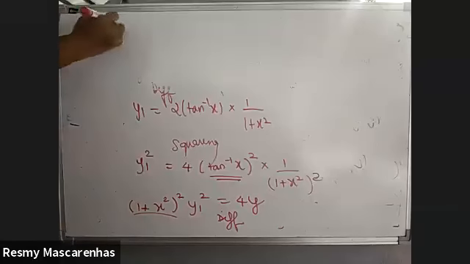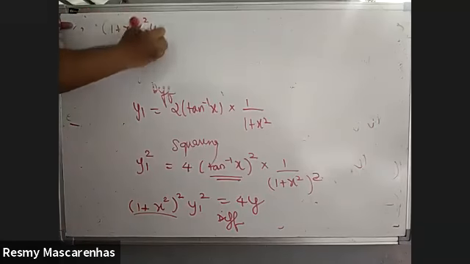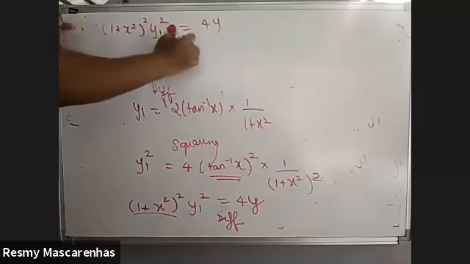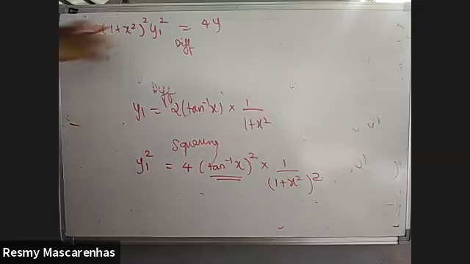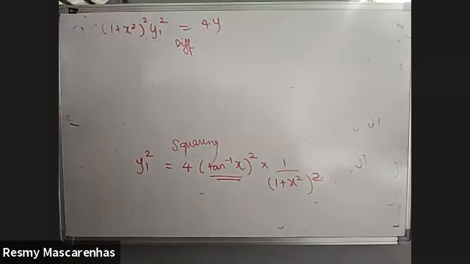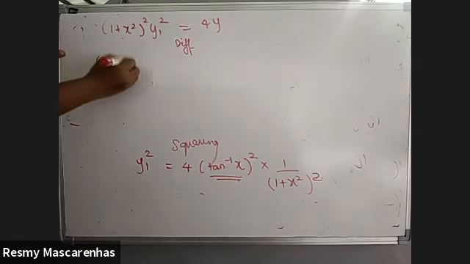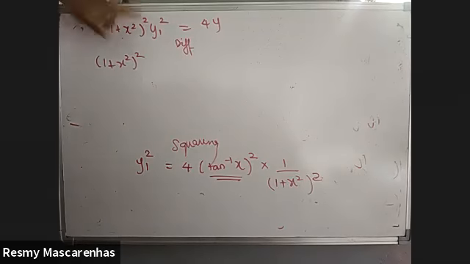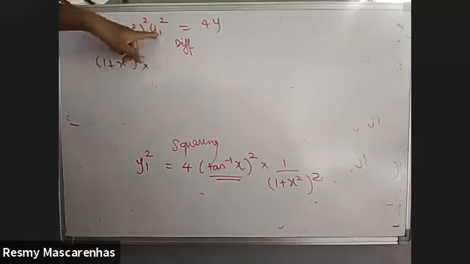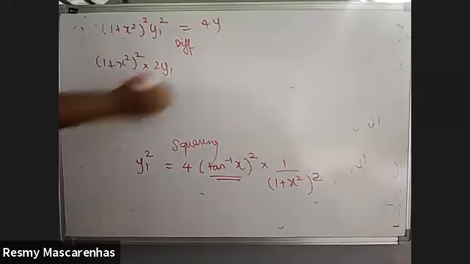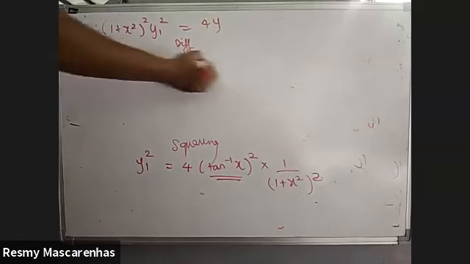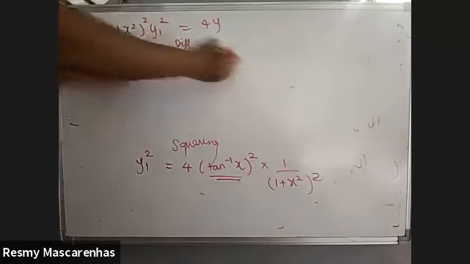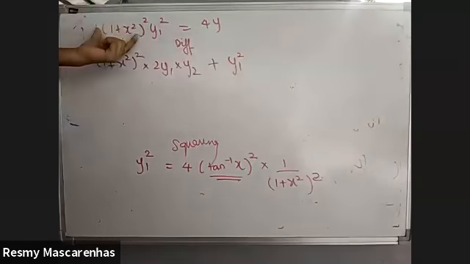Just writing this step again. So when I differentiate, this is u, this is v. So u is what? 1 plus x square the whole square. This is u. V derivative I want to take. So something square is what? 2y1 first and then derivative of this. So that will be y2. Okay, then plus v into, now I want to take derivative of this.